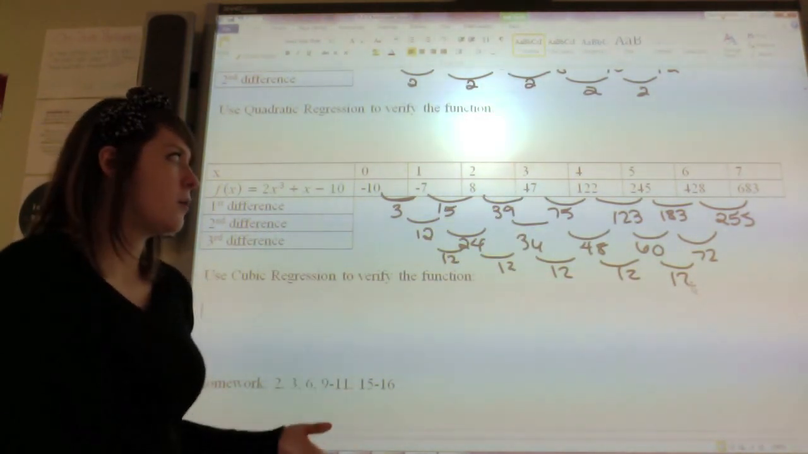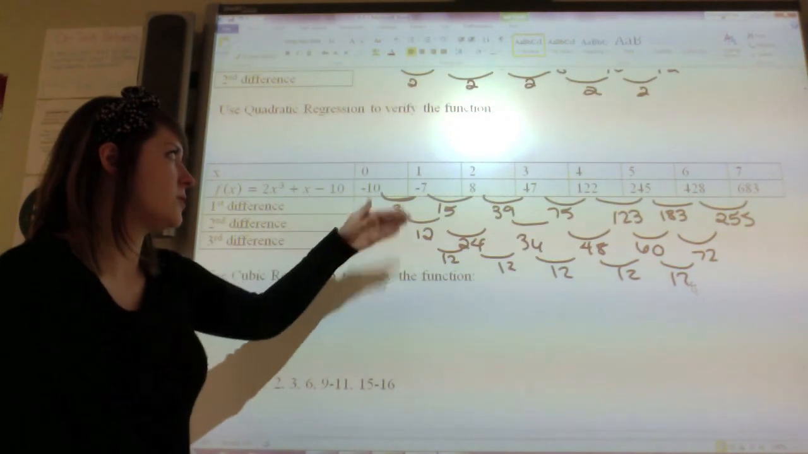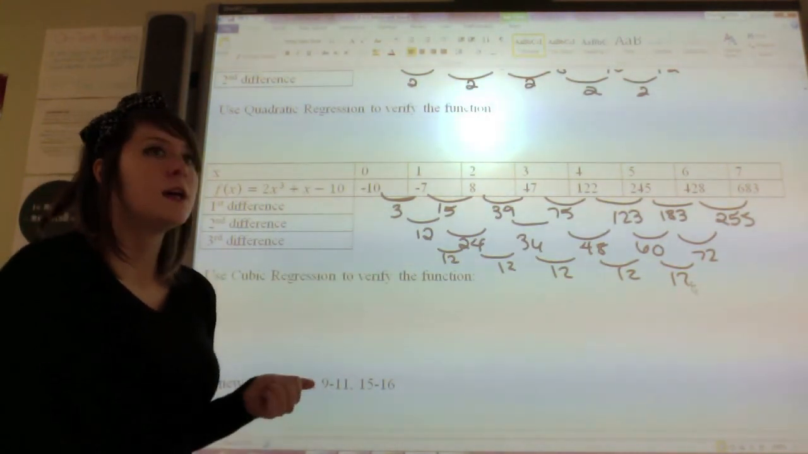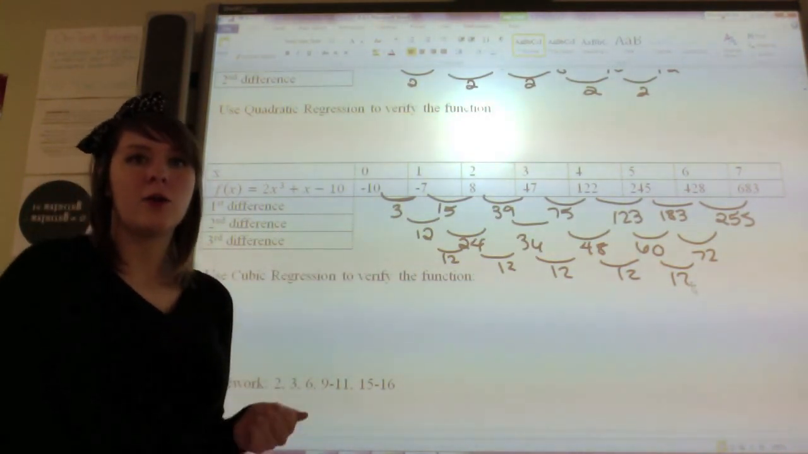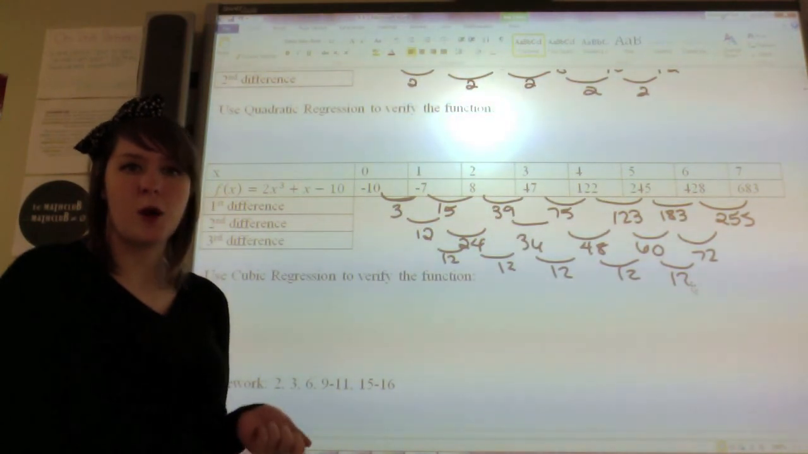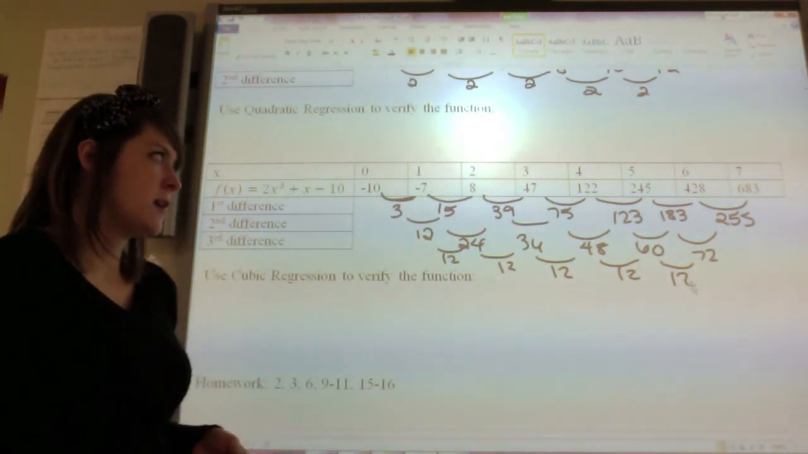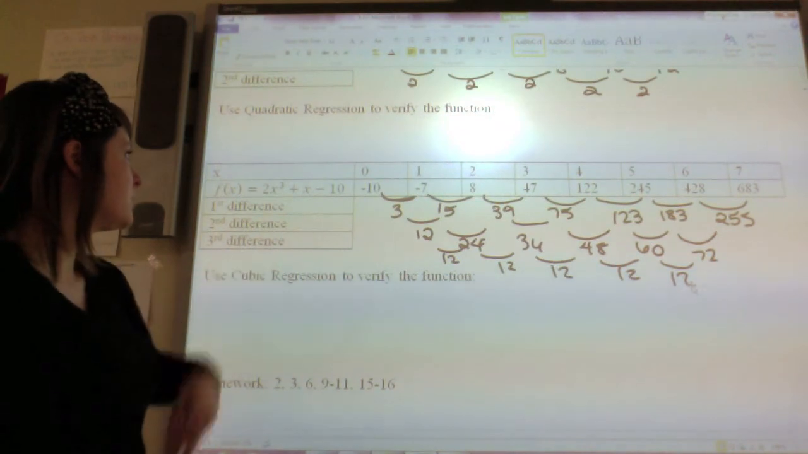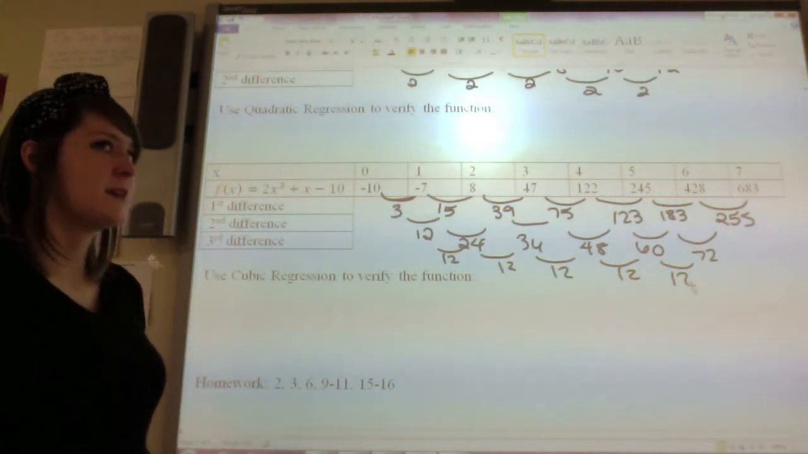So again, you're going to go into your stat edit. You're going to enter your list 1 and list 2 values. You're going to hit stat, calc, cubic reg, so cube reg. So that gives us our third degree polynomial function, which should be 2x cubed plus x minus 10.